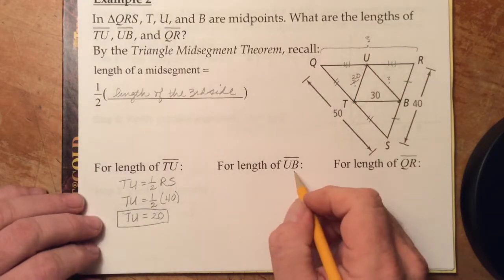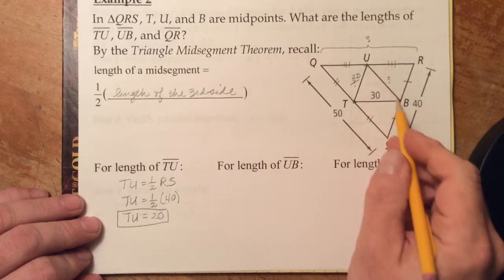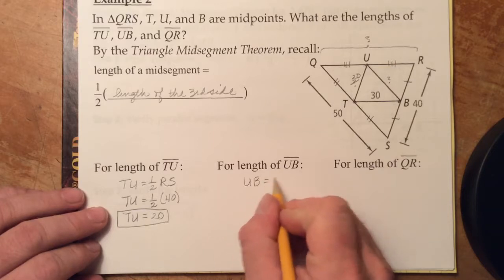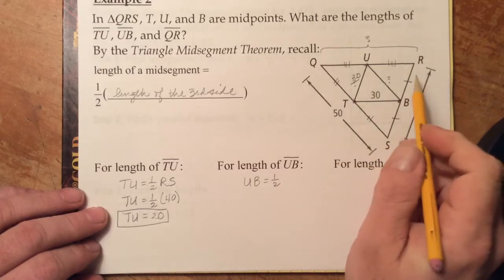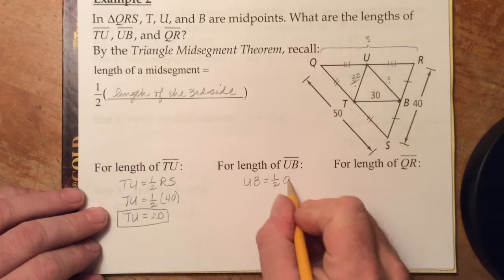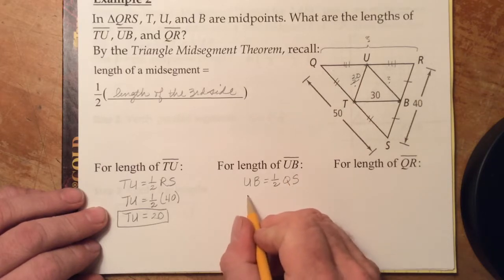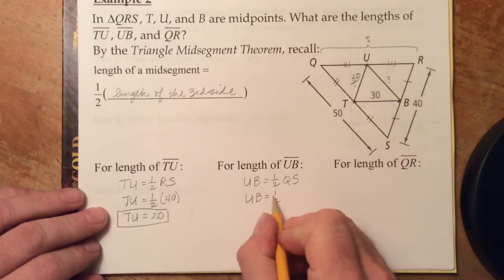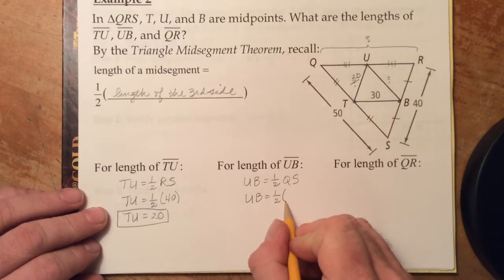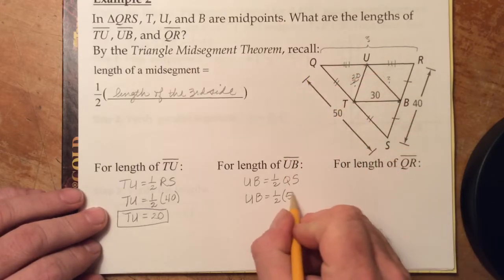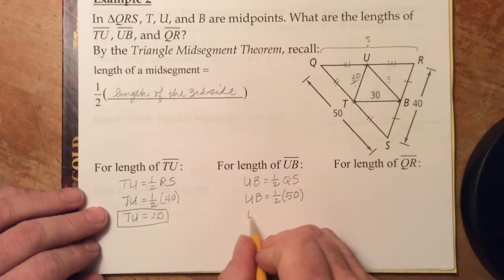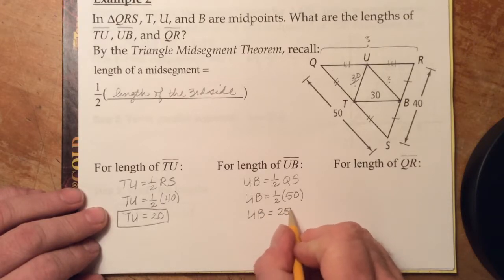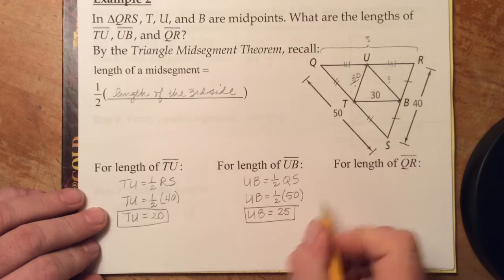For the length of midsegment UB, we use the same theorem. The length of UB is half the length of its third side. UB's third side is QS. So UB, what we're looking for, is equal to half the length of QS, which is given as 50. Solving the equation, UB is half times 50, which is 25. So UB is 25.